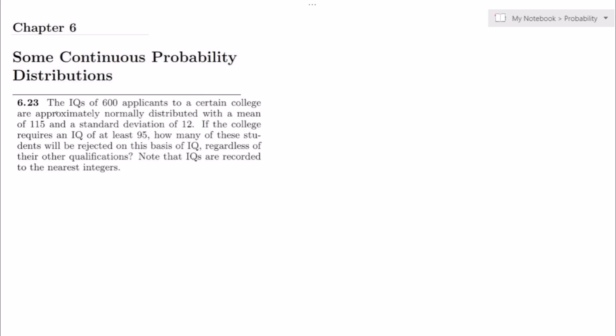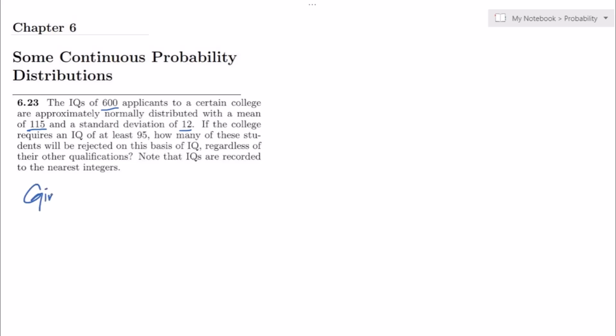Welcome back, guys. This is question 6.23 of chapter 6, and the statement of this question is: the IQs of 600 applicants to a certain college are approximately normally distributed with the mean of 115 and a standard deviation of 12.